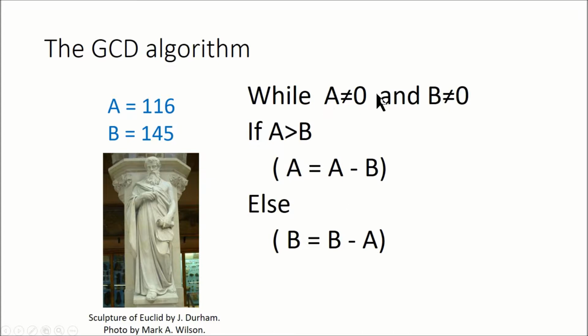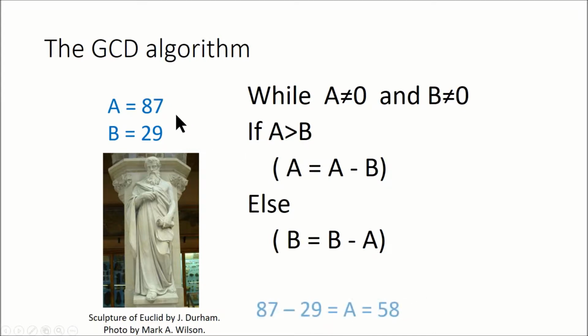Now we're going to run it again. Again, neither of them are 0. We're going to have 145 minus 116 under the else, giving us 29. We now ask again, are either of those 0? They are not. And if a is greater than b, what we're going to do is take a minus b. And so what we have is 116 minus 29, assign it to a, which is 87.